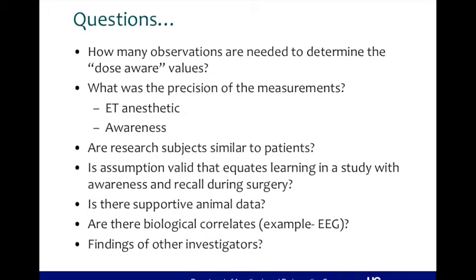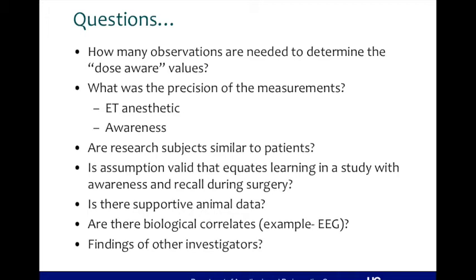Then the questions that you would ask yourself would be, how many observations do you need to make to determine the dose-aware values? And that goes to sample size. What was the precision of the measurements? You want to make really sure that you're making the measurements correctly, the end-tidal anesthetic, and also how are you measuring the awareness and recall? These are important questions that we assume are simple, and they're actually not as simple as we'd think. So it's important to have very reliable, precise scales.